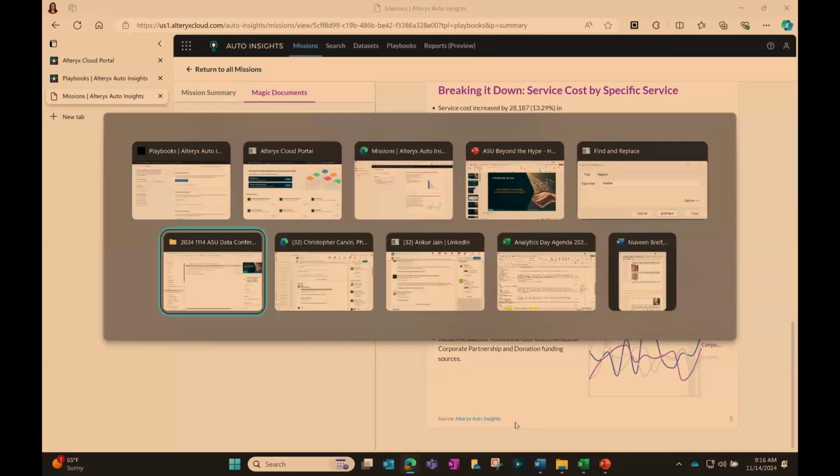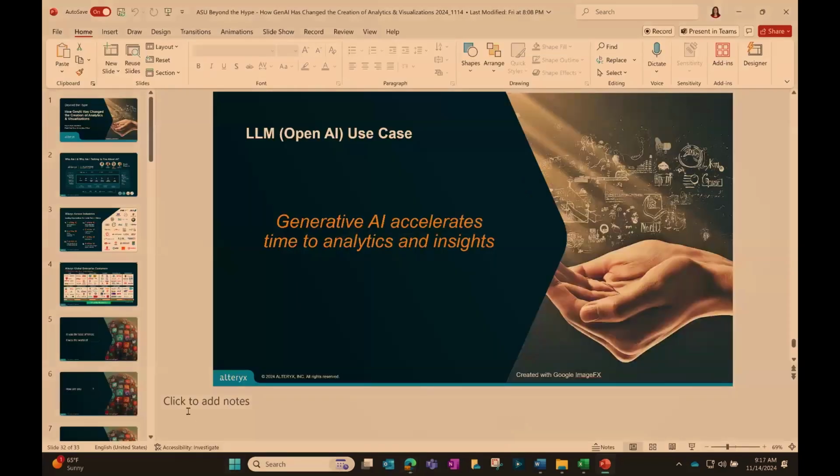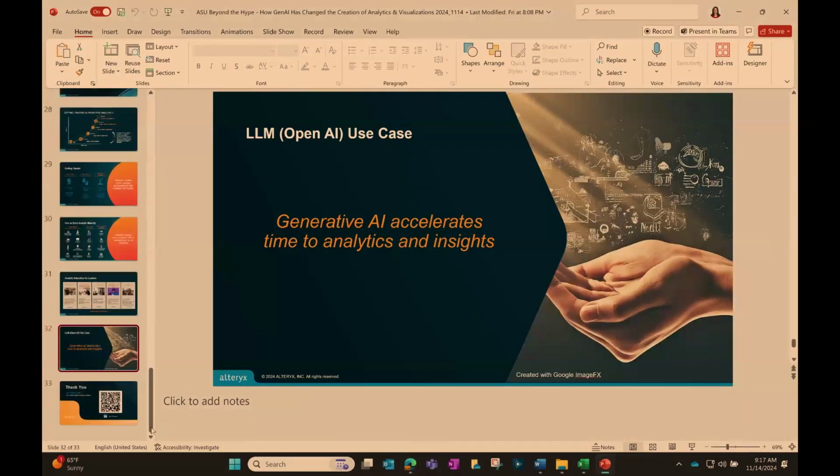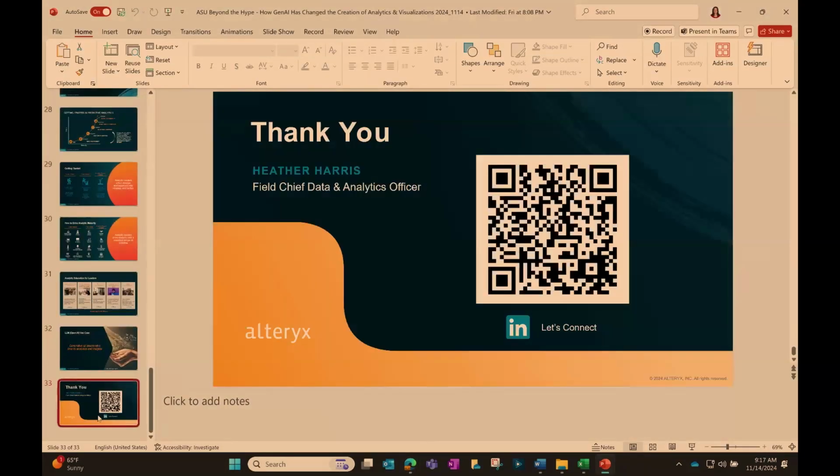So that is, let me go back to my slides. That is the promise of generative AI come to life in the analytics space. We all know it in tasks like summarize this meeting, summarize this phone call, summarize this email. Those are the kind of things we do with it.